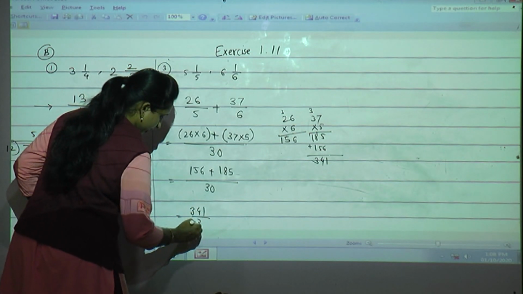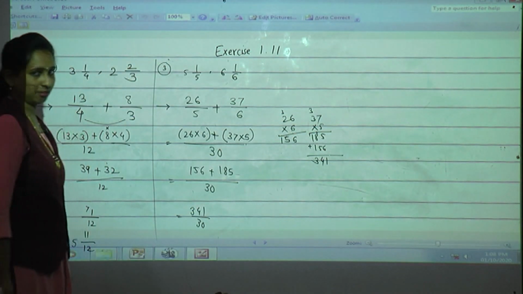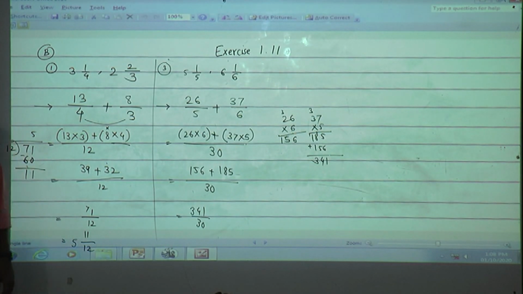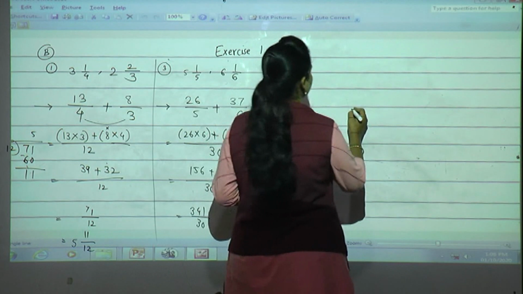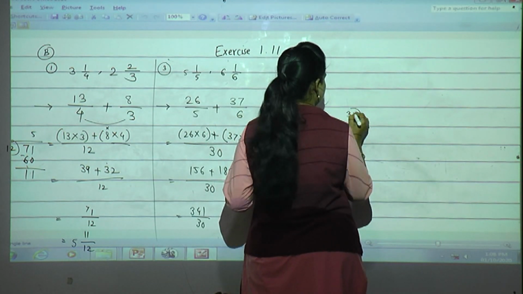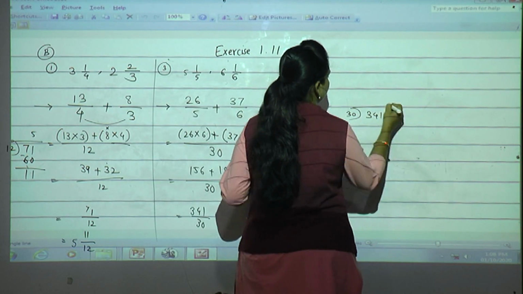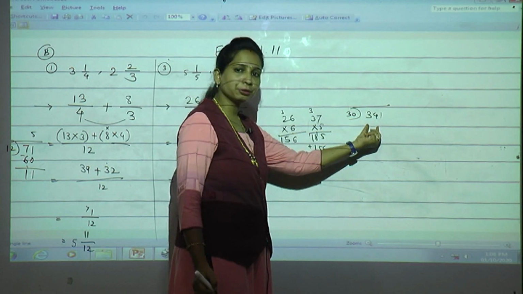341 divided by 30. Now this is the answer, but your answer is not completed because this is an improper fraction. We need to convert it into a mixed fraction. For that you have to divide 30 into 341.